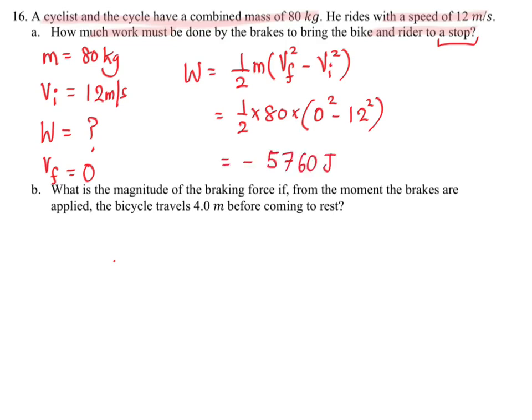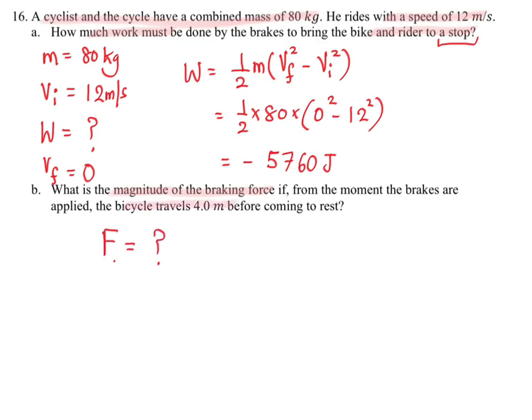You can see that the work done comes out as negative 5760 joules. It is negative because we are trying to stop the bike. That's why the work done will be negative. What is the magnitude of the braking force? So you applied brakes to stop the bike, and it's asking you what's the magnitude of that force.